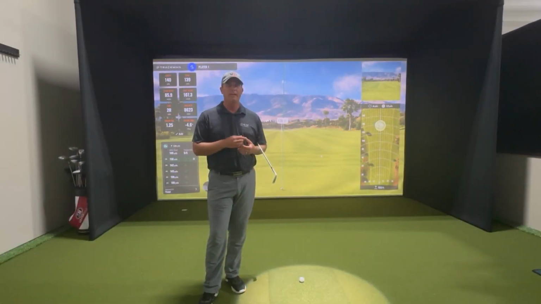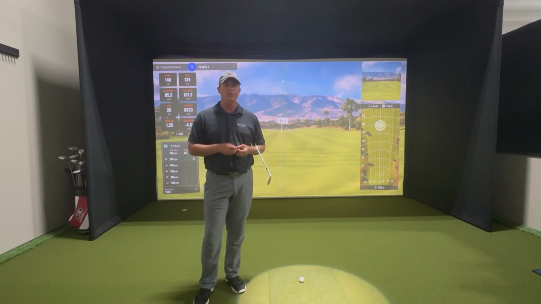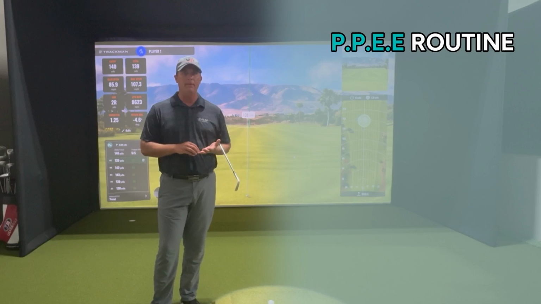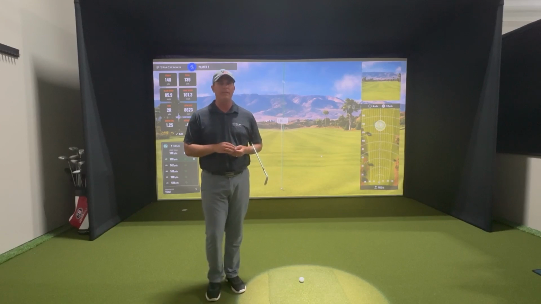We need to absorb that information and know how to then adjust and make little micro adjustments out on the golf course, because we can't be thinking about a million different swing changes as we play. So again, we need to go through the PPEE routine: plan, prepare, execute, evaluate. And again, we're going to break this down over the next 4 weeks.